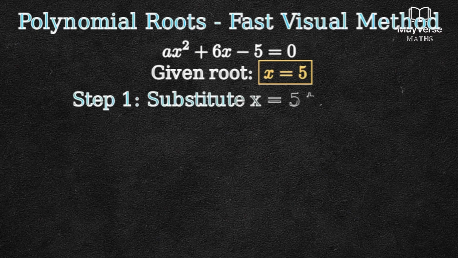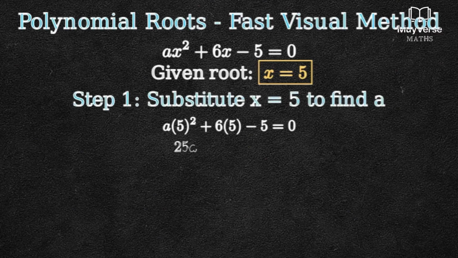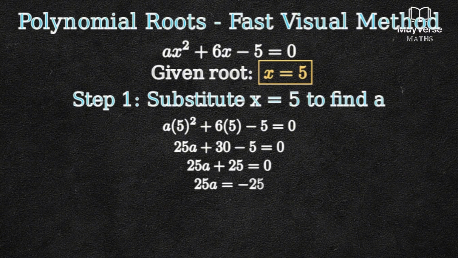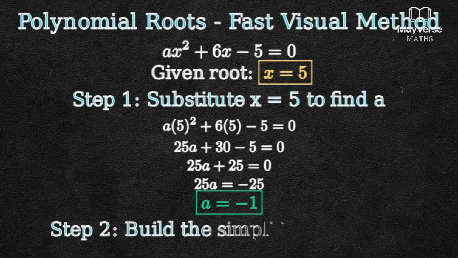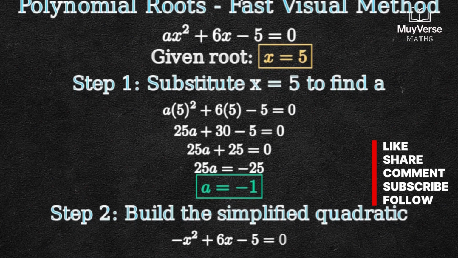Step 1. Plug in the known root to solve for a. Compute each part carefully. Combine constants. Move terms to isolate a. Divide to get the value of a. Step 2. Substitute a equals -1 back into the equation. To make it easier, multiply both sides by -1 to get a positive leading coefficient.